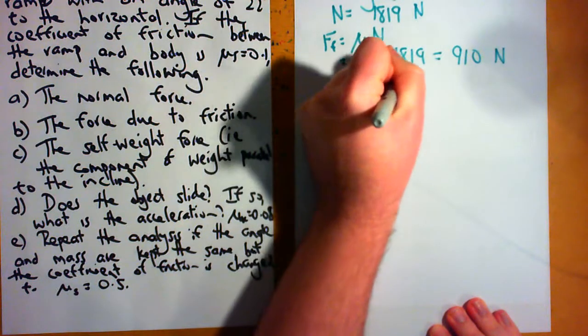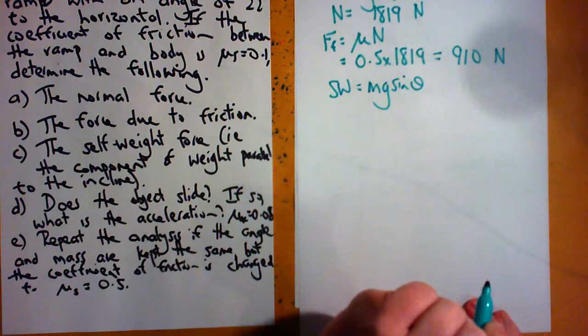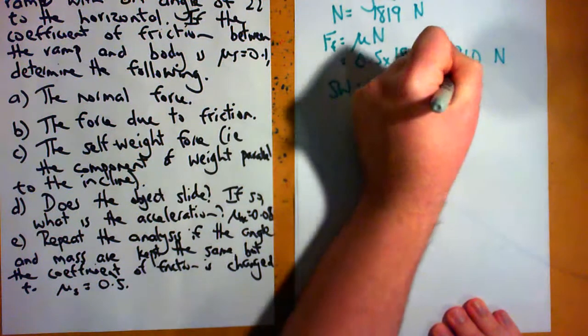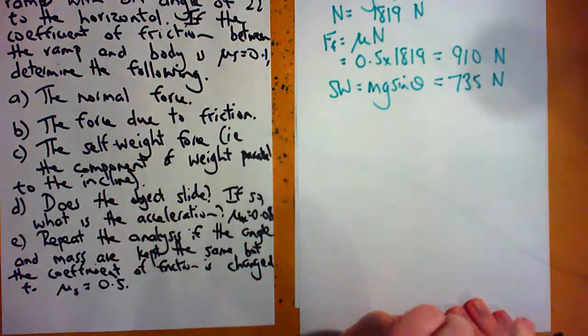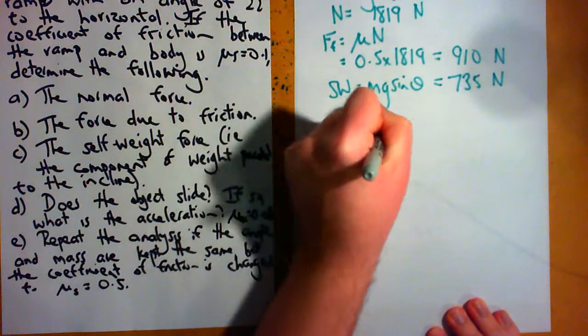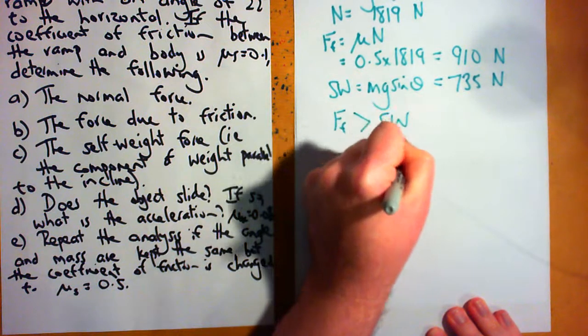The self-weight, recall, was mg times sine theta. Again, that does not depend on the coefficient of friction, so that's going to be the same as it was earlier, which is 735 newtons. And now we've got friction. Force due to friction is greater than the self-weight, which means the object will not slide.